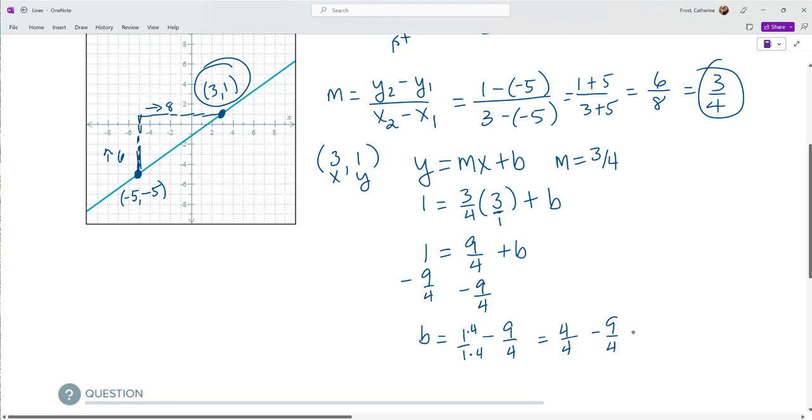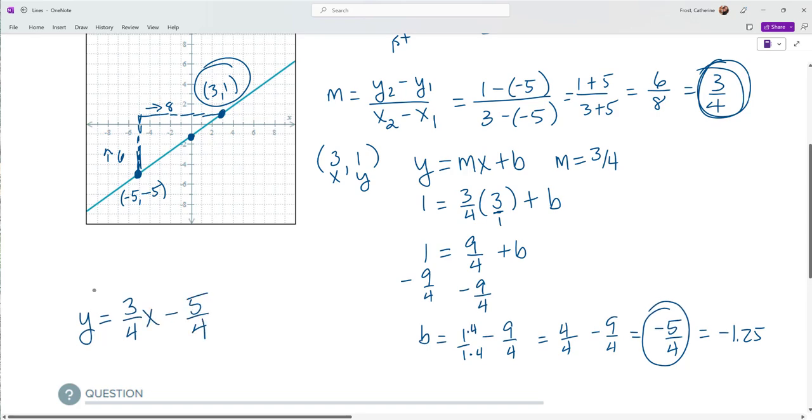minus 9/4. So negative 5/4, which is also, by the way, negative 1.25, which is reasonable looking at where that point is. Okay, so we now have our slope and we have our y-intercept. So our final answer, I'll go ahead and put it over here: y equals 3/4 x minus 5/4. And there we have it.